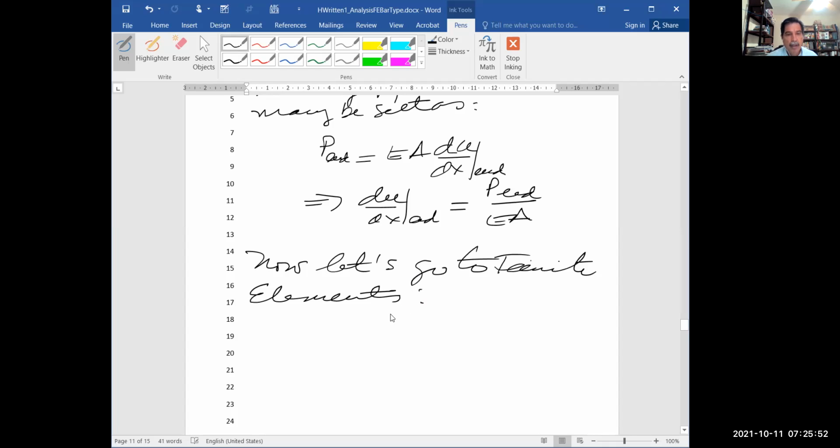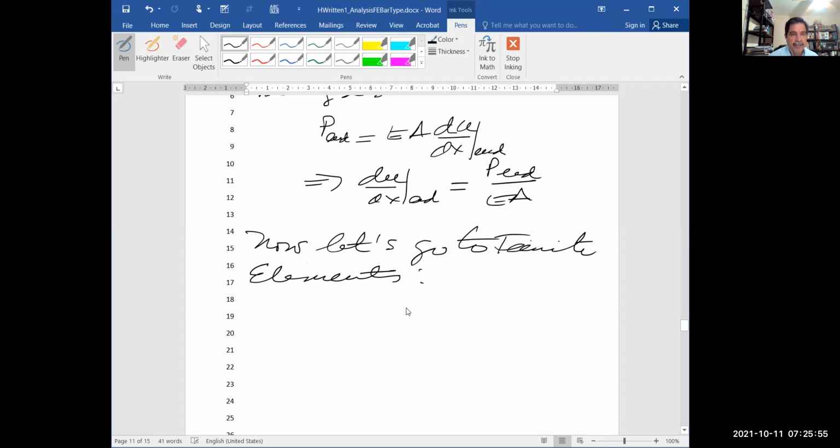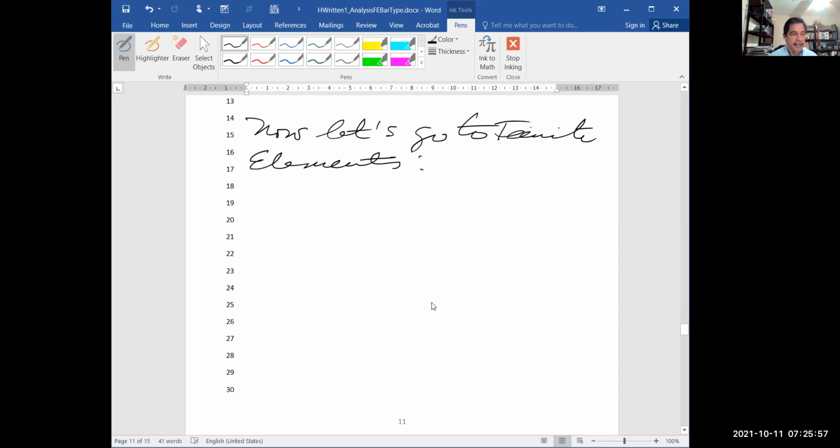Now, let's consider, for example, that we are going to analyze one structure like this one. For example, let's suppose that we have this structure which has two legs.